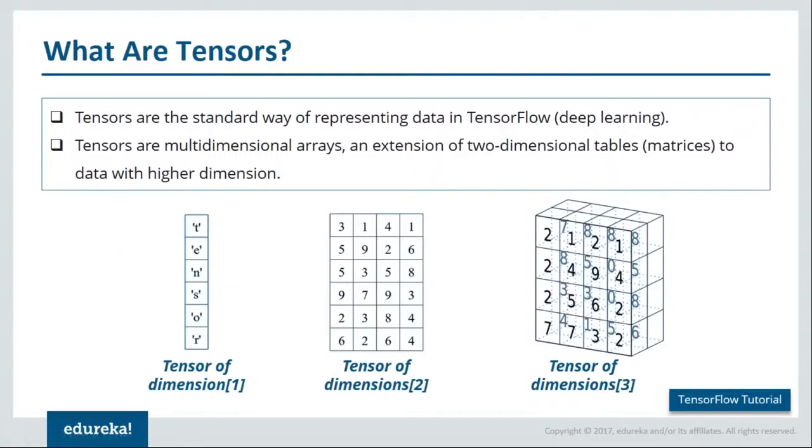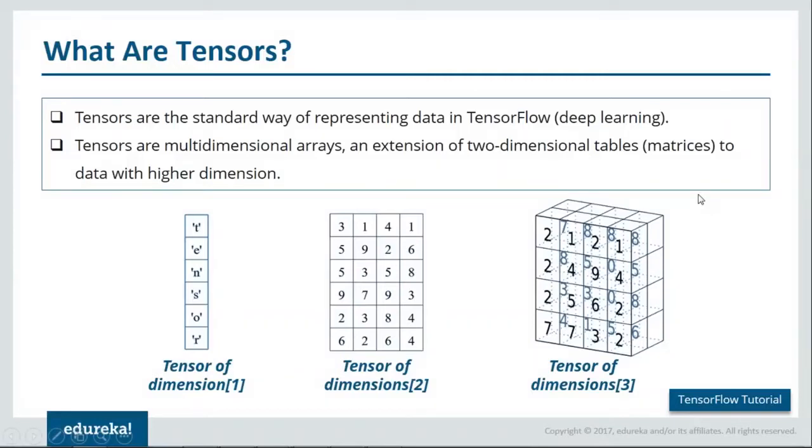TensorFlow programs use a tensor data structure to represent all data. You can think of a tensor as an n-dimensional array or list. Now consider the example that is there in front of your screen. So the first tensor has dimension 0. The next tensor has 2 dimensions because it has rows as well as columns, and the last tensor has dimension 3 because it has one more field.